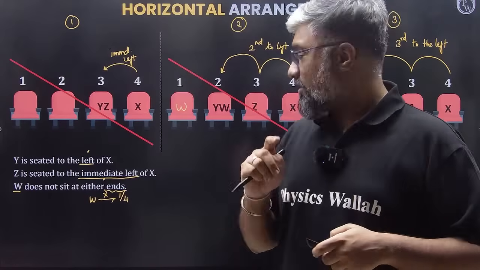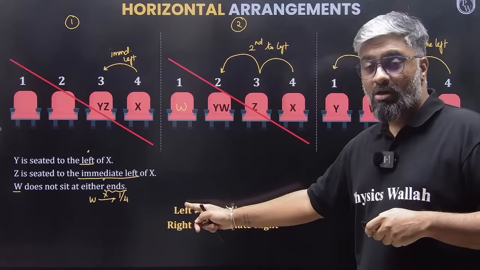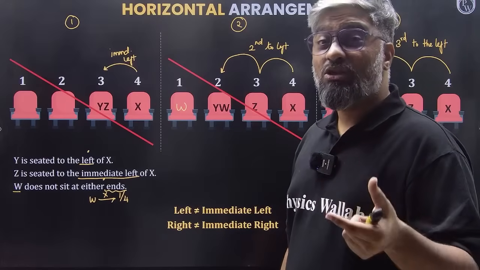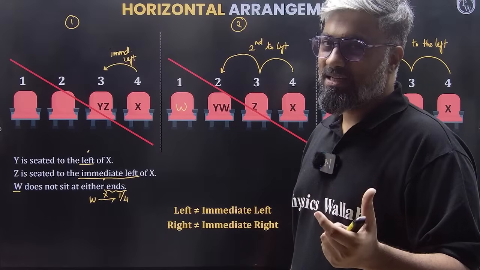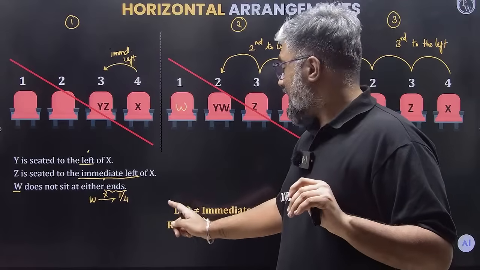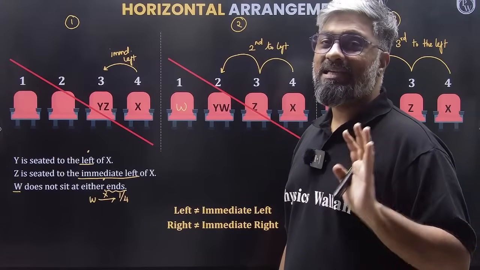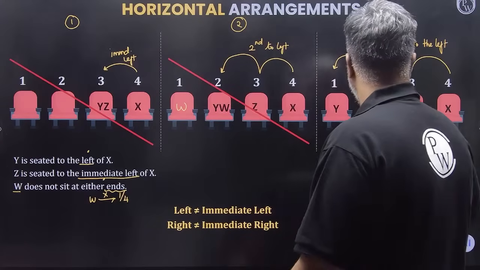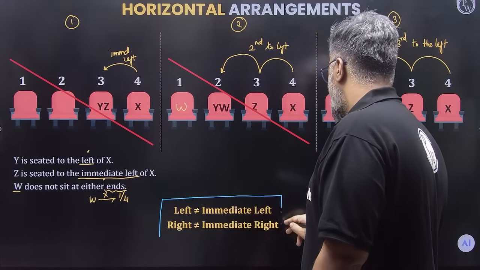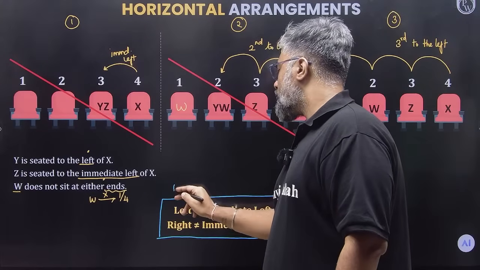Whenever they mention left or right, you should not by default assume it to be immediate left or immediate right. Left need not always mean immediate left, right need not always mean immediate right. Very simple rule. No confusions here. This is rule number 1 when it comes to linear arrangement.